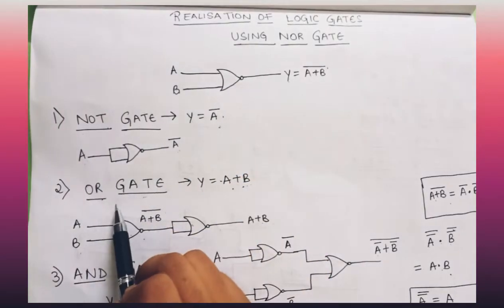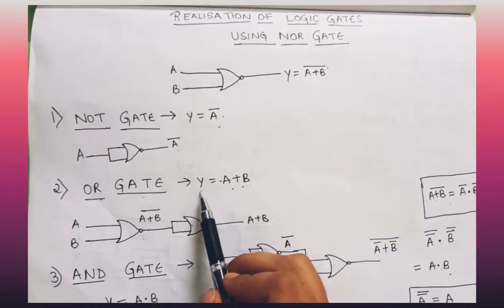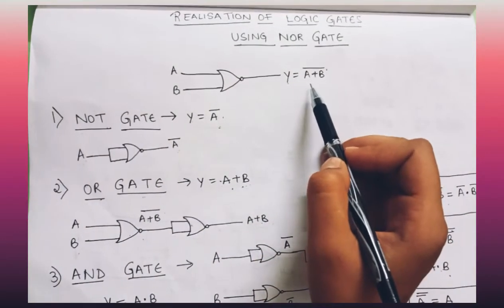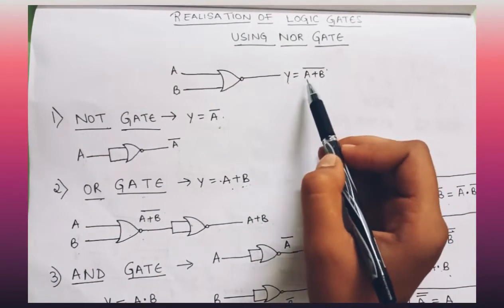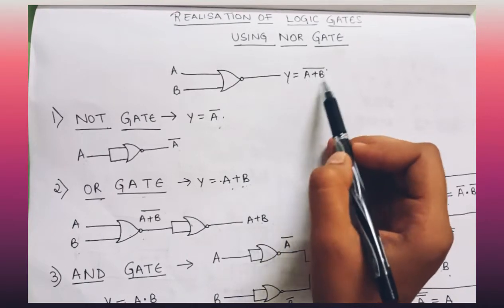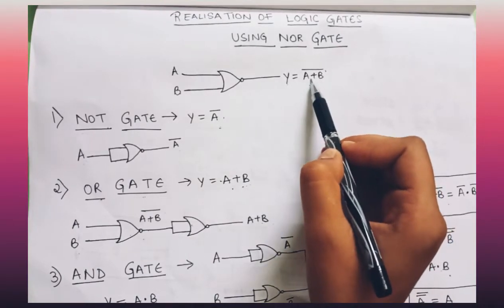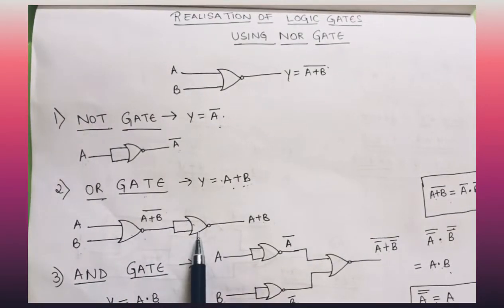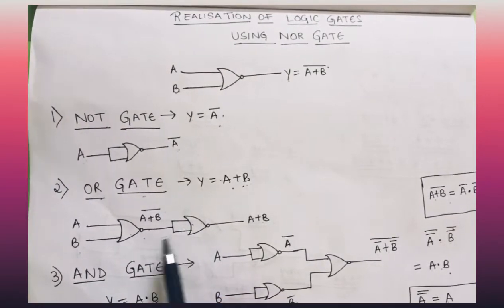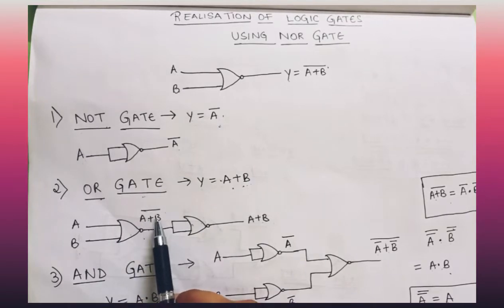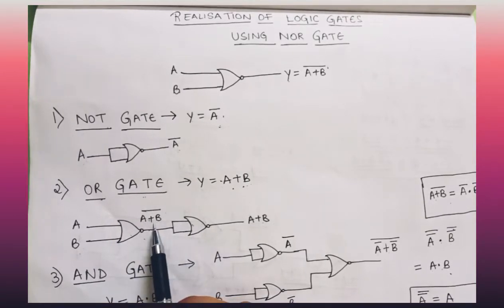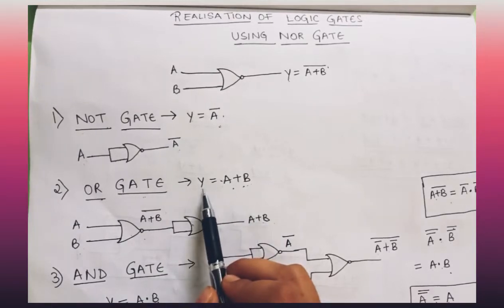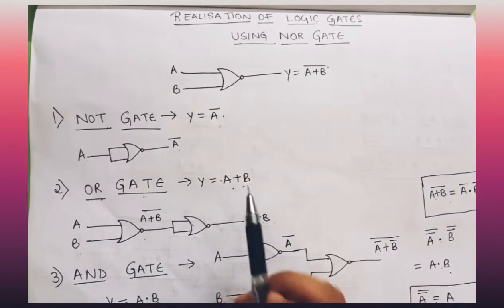The next gate is OR gate. OR gate's output is y is equal to A plus B. Here we can see that the output of NOR gate is y is equal to (A plus B) bar. So we have to just complement the output. Hence, to the output of NOR gate, we'll add a NOT gate. The input of this NOT gate will be (A plus B) whole bar. Since the NOT gate complements its input, the output will be A plus B. Hence, the OR gate output is y is equal to A plus B.